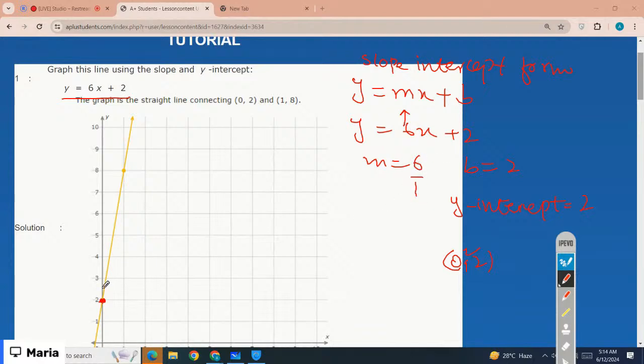So change in y is 6. 1, 2, 3, 4, 5, 6. Change in y is 6 and change in x is 1. So here is the other point. Got it? That's how we plot the graph when we are given the equation. If you have any question, you can ask.